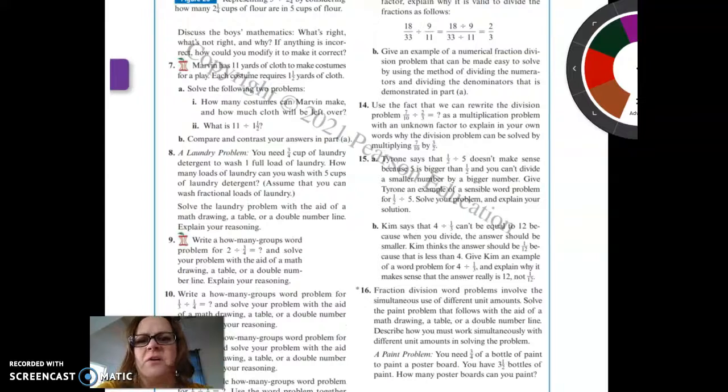Marvin has 11 yards of cloth to make costumes for a play, and each costume requires 1.5 yards of cloth. So that's an important piece. You have to solve the problem here, figuring out how many costumes he can make and then how much cloth will be left over. And then figuring out what is 11 divided by 1.5, and then of course comparing your answers, which should be the same.